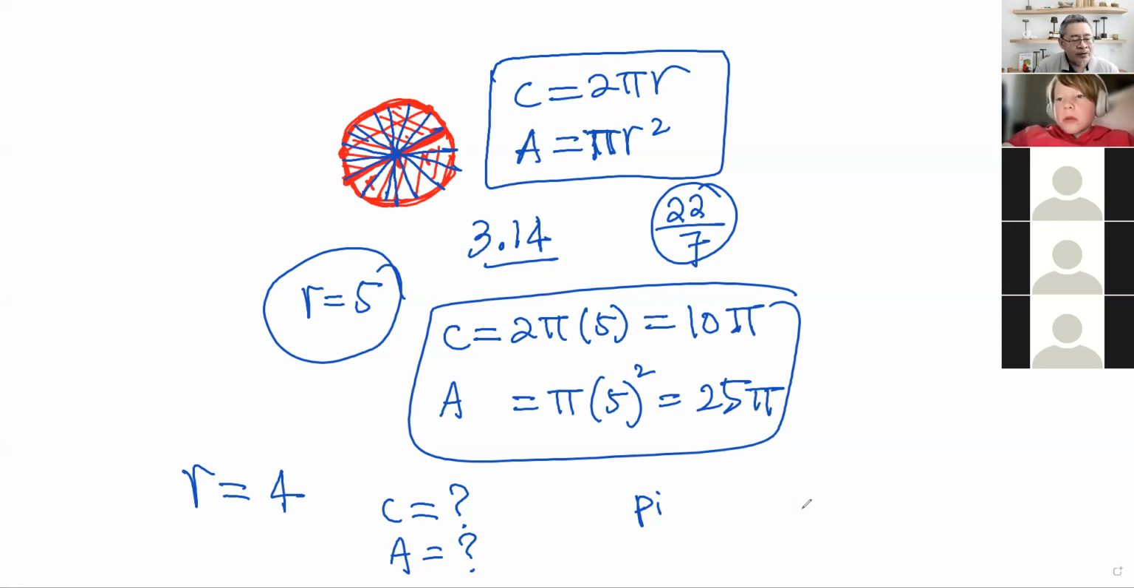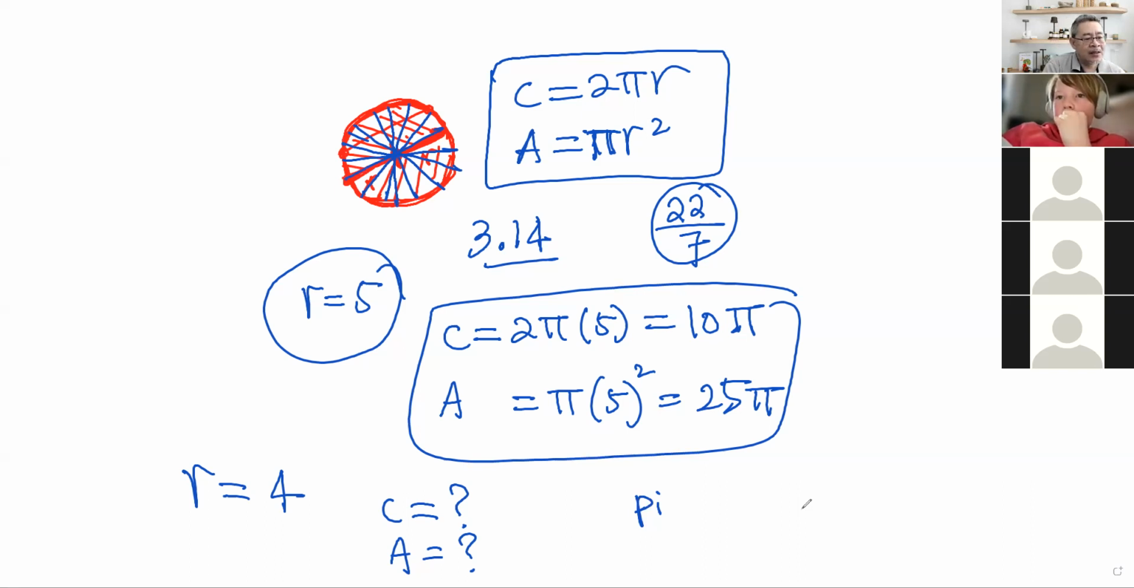Yeah, we're not going to approximate. We just keep pi. We don't approximate unless we are instructed to. Good job, Mia. So we just keep pi. Good job, Grayson. Be careful with area.